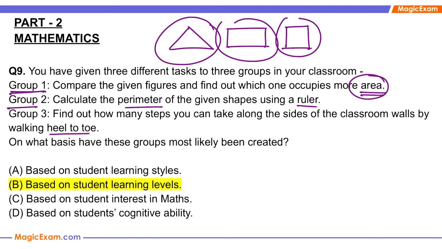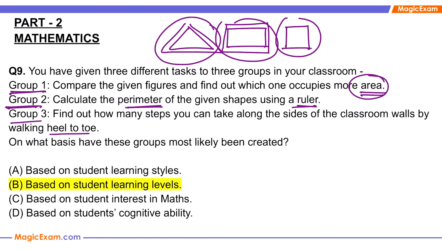Group 2 has to calculate the perimeter of the given shapes using a ruler. This is a little simpler than what has been given to group 1 because all that they need to know is perimeter is essentially the sides or the length of the edges of these figures. Therefore, they just need to calculate or measure the length of the edges of these figures using a ruler or a scale. Therefore, this is less complex than what has been given to group 1.